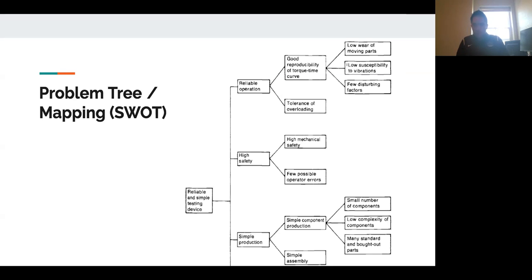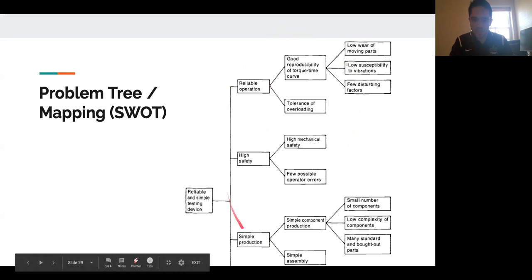All right, so we have another problem tree mapping here, and this is to say we want to find a reliable and simple testing device. We want to make sure it has these features, as defined by the customer, which is your first level: reliable operation, high safety, and simple production. This is what the customer wants. They want a reliable operation, they want high safety, and simple production.